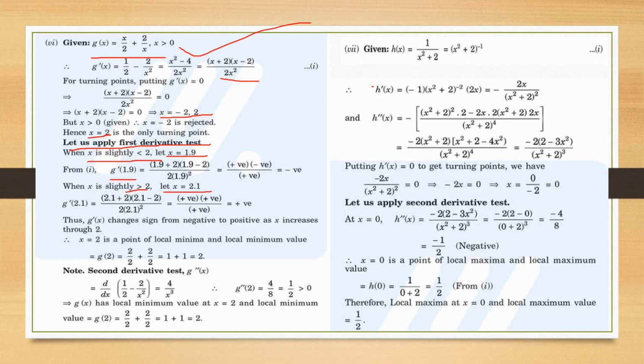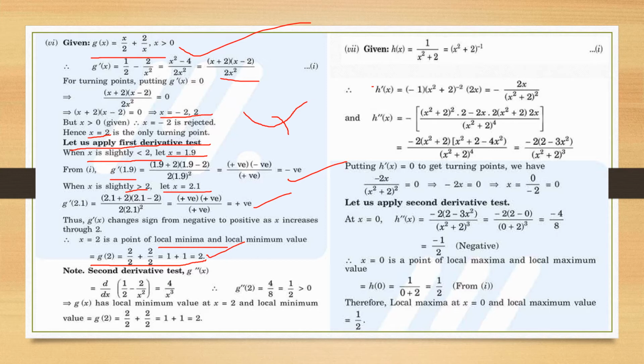So I'll check g dash x. It is turning out to be negative: 1.9 plus 2 is positive, this is negative, and the denominator is positive, so the result is negative. And at 2.1, the derivative is positive, meaning it is turning from negative to positive. So minima exists, and the local minimum value is g of 2, which is 2.